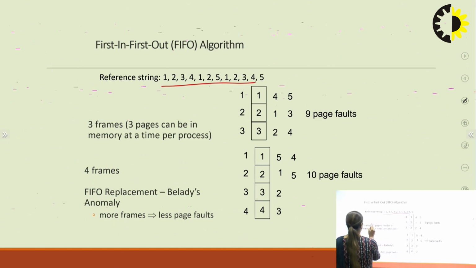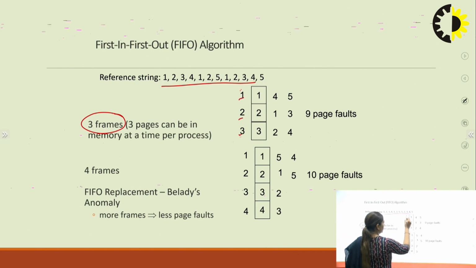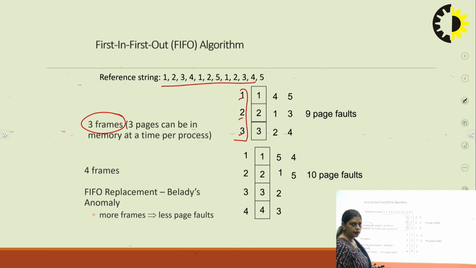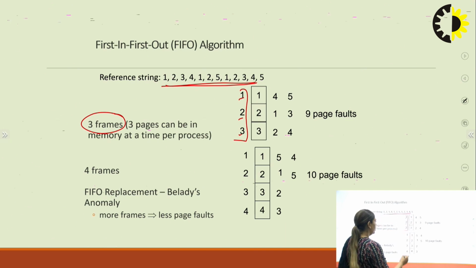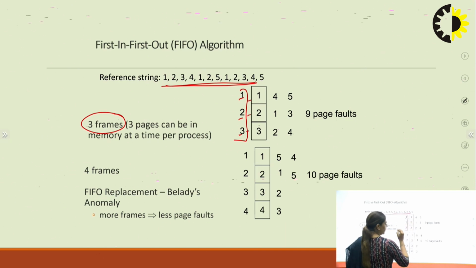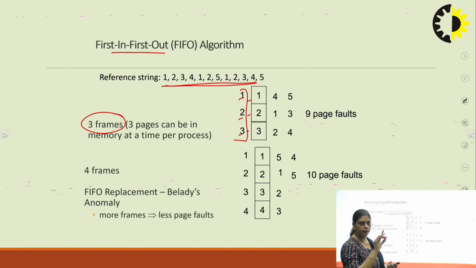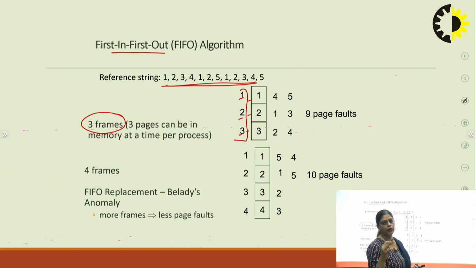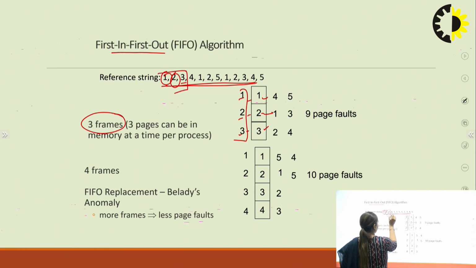We are given 3 frames first, right? Now we have to see that 1, 2, 3, these are the 3 frames. Let's see how many page faults we get in traversing the whole string. Now, first, second, third, right? The algorithm followed in this is first in, first out. Means the page which has arrived first will move out first, right? Now, see here, the first reference will go in the first frame, the second reference will go in the second, the third will go in the third, right? Now, till here we have traversed.